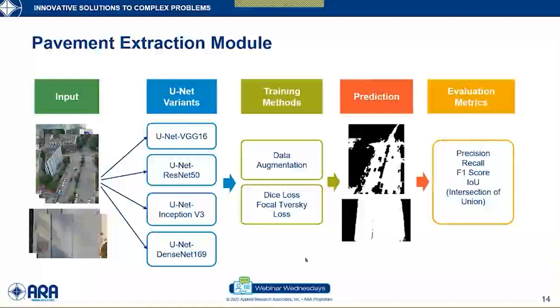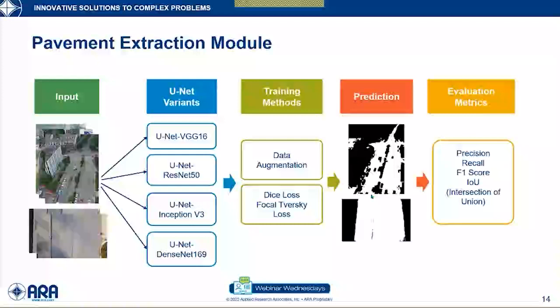A flow chart of the pavement extraction module is shown here. The first step of developing a deep learning model is always data preparation. The quality and quantity of your data set is critical for model accuracy and generalization. The prepared data set was trained with four different models, and these models were trained with either a data augmented data set or a non-augmented data set, and with two different loss functions. Then the performance of the trained model was evaluated using four different metrics based on the predictions of the trained model on the test data set and its ground truth.